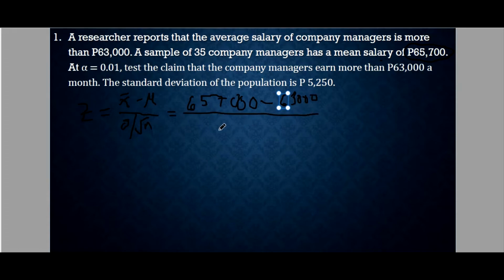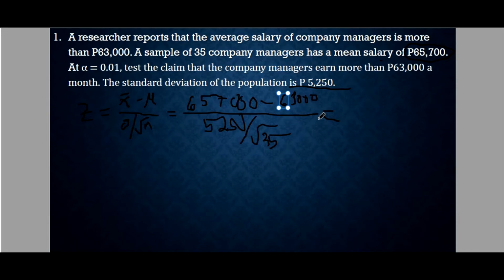And then divide this by 5,250, the population standard deviation. And then divide this by the square root of 35. So you may use your calculator. 65,700 minus 63,000 divided by 5,250 divided by the square root of 35.